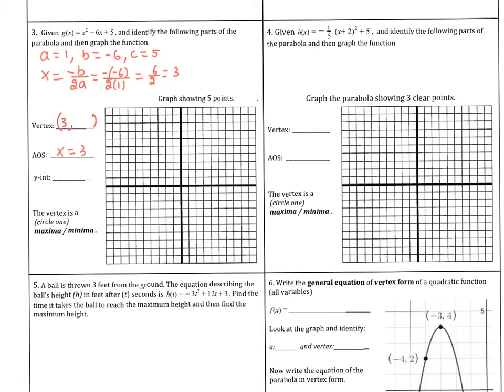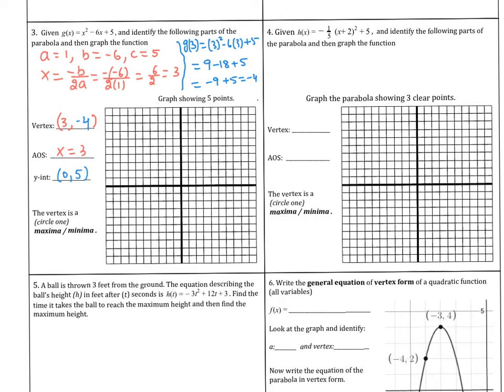To find the y coordinate, we are going to use the given equation that is g(x), and we're going to plug in 3 for x. So it's going to be 3 squared minus 6 times 3 plus 5. So that's going to be 9 minus 18 plus 5, and it's negative 9 plus 5, that is negative 4. So this is (3, negative 4). Y-intercept is (0, 5).